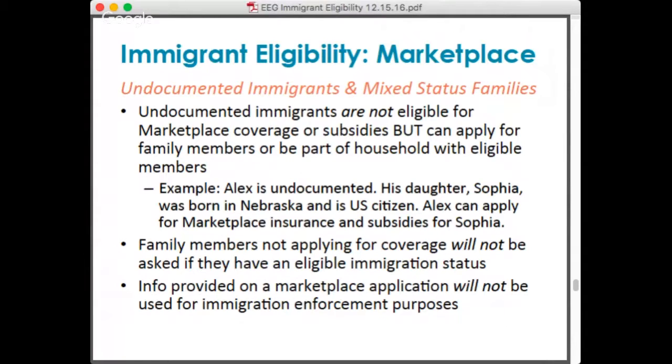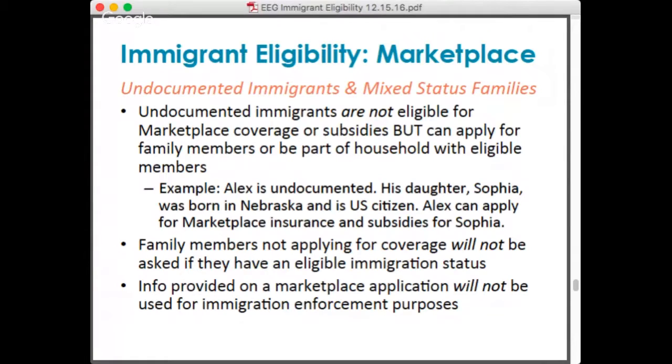So he could, which makes sense. If you have a child, they're probably not capable of applying for insurance for themselves, so their parent can do that. Their parent, being undocumented, won't receive any subsidies for themselves, but could for their child. Family members who aren't applying for coverage will not be asked if they have an eligible immigration status. So in this situation, Alex is not applying for himself, so the Marketplace can't ask Alex what his immigration status is. The information provided on the Marketplace application will not be shared with immigration enforcement or used for that purpose.